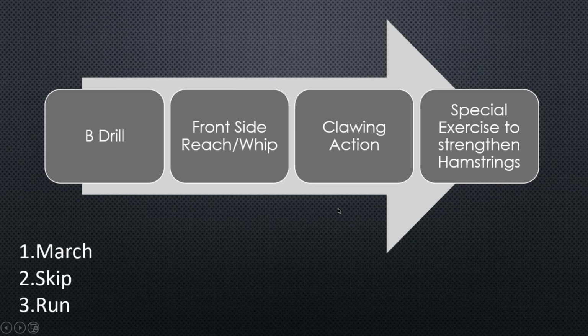We've all seen it, unfortunately. We probably had a kid or a team or whatever. The kid goes to sprint the first time, hasn't sprinted maybe in months, boom, and then there goes the hammy. Because that eccentric load, they're just not ready for it yet. And this B drill will really start helping with that. It's not necessarily a technique drill. It's really a special exercise to strengthen the hamstrings.